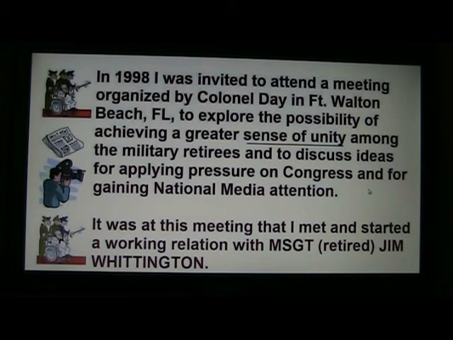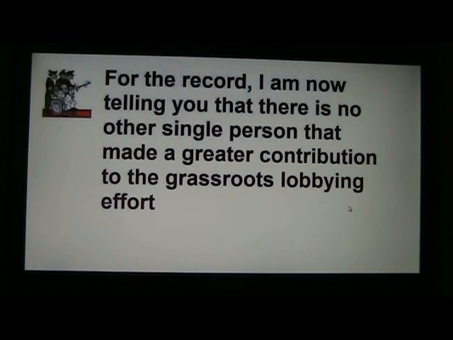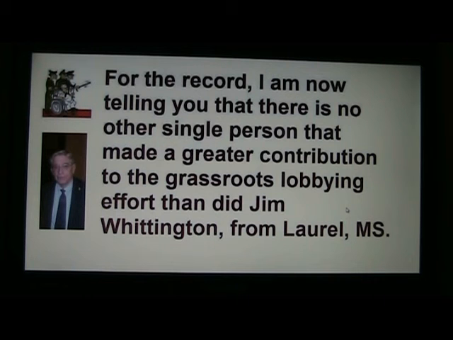It was at this meeting that I met and started a working relationship with Master Sergeant retired Jim Whittington. For the record, I am now telling you that there is no other single person that made a greater contribution to the grassroots lobbying effort than did Jim Whittington of Laurel, Mississippi. And there's Jim.